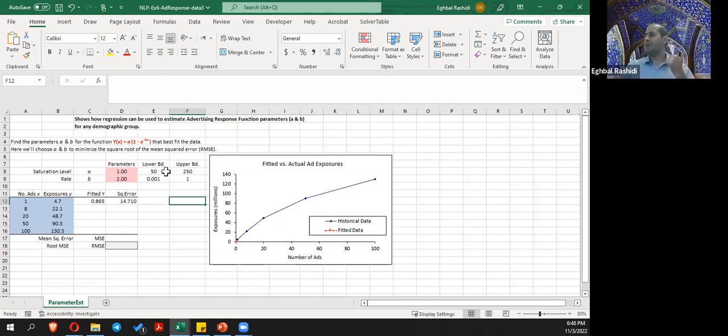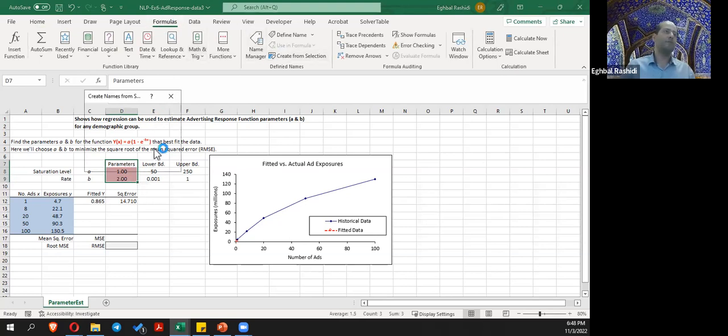We also have a lower bound and upper bound on our decision variables. So A and B are our decision variables. I'm going to use range names to name these. A is between 50 and 250, so lower bound 50, upper bound 250. For B, the lower bound is 0.001 and the upper bound is 1. That's the only constraints that we have for these decision variables. So these are our decision variables, and these are our input data.